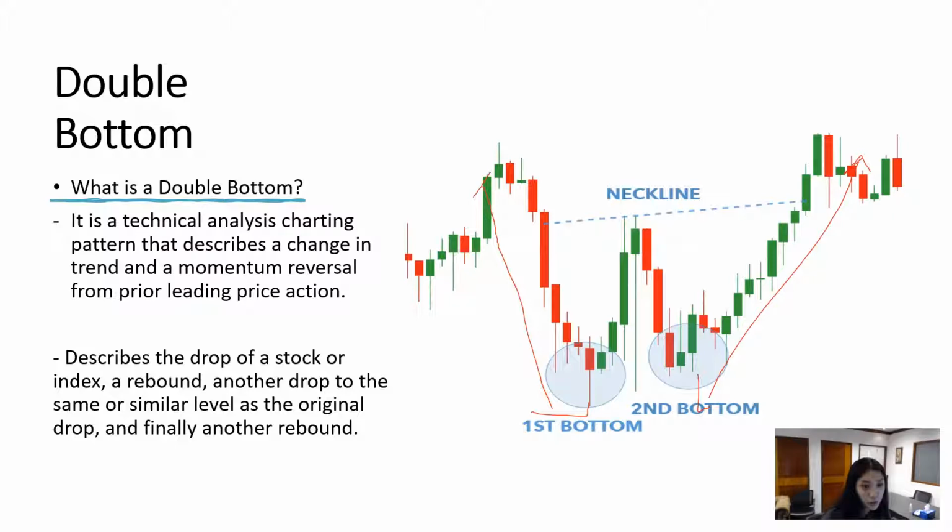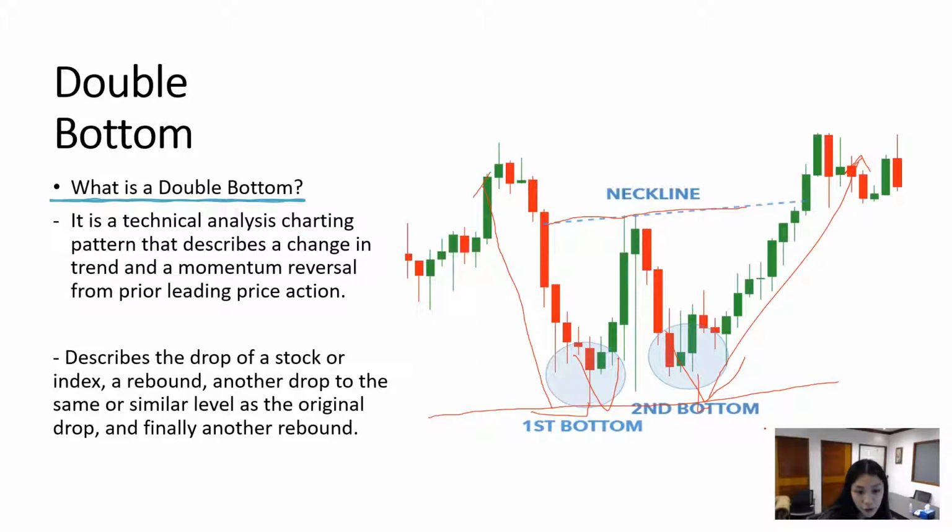The double bottom also looks like the letter W, as I mentioned earlier. The twice-touched low is considered a support level. So the support level will always be here for the double bottom. And the neckline over here for the double bottom will be the resistance level. We identify this area where it touches the support level as the first bottom, and the second touch on this support level will be the second bottom.